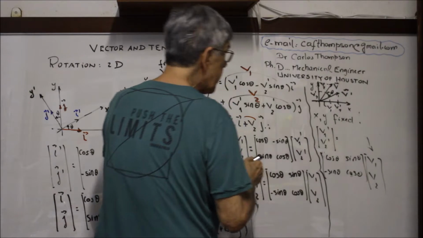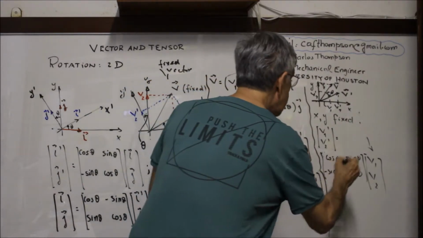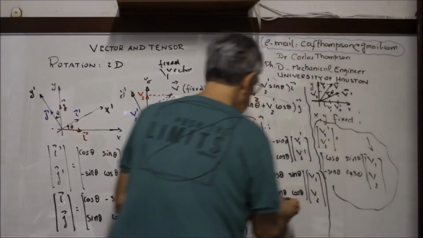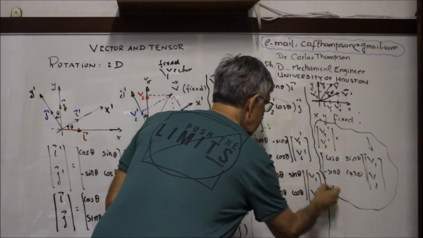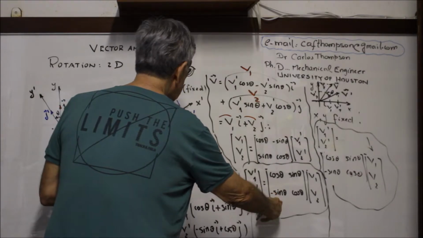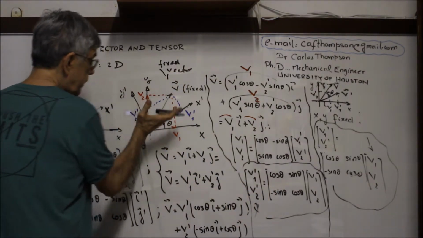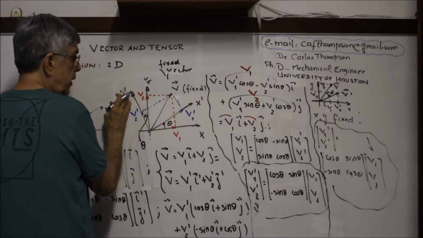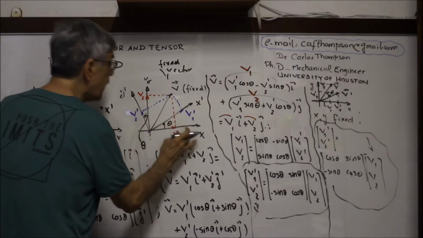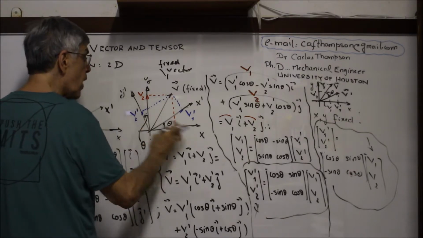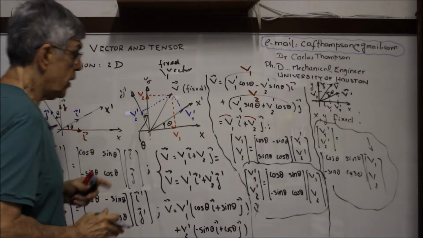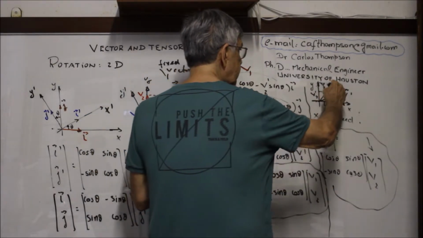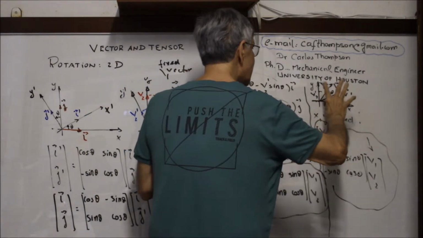Compare these results here with these results here. The axis x prime, y prime was obtained by rotating counterclockwise x, y. Here, the behavior of this vector is the same.